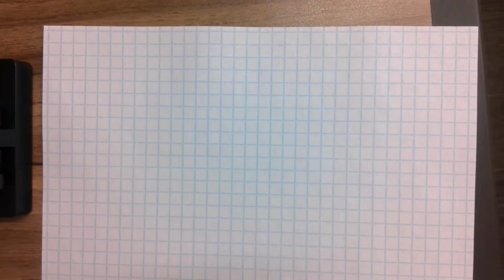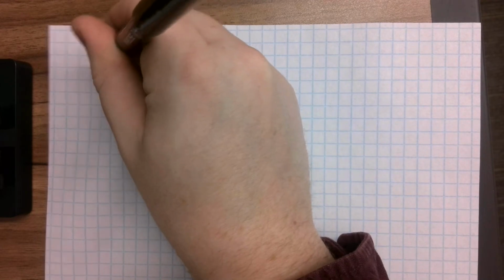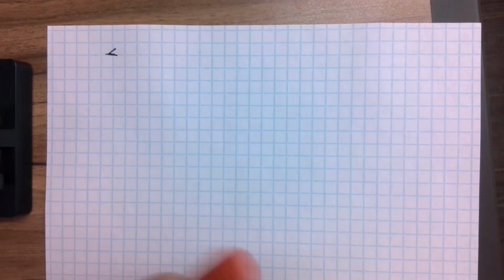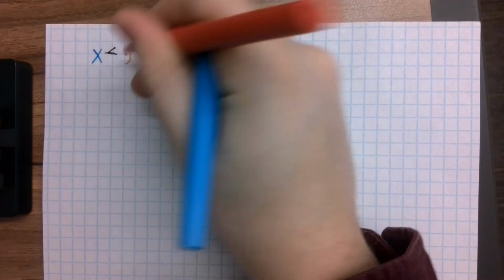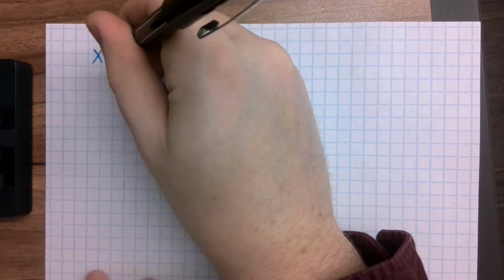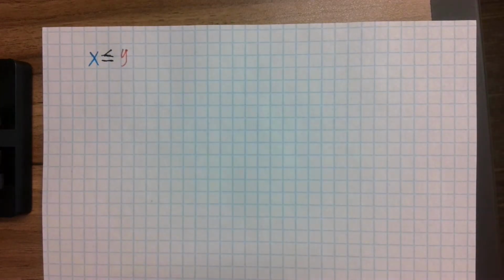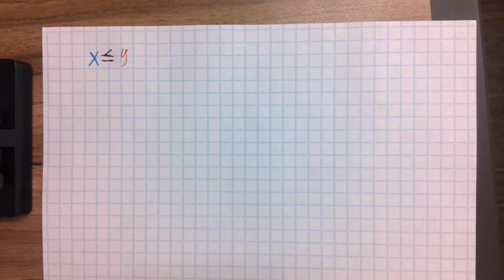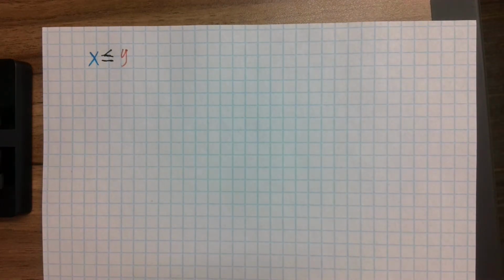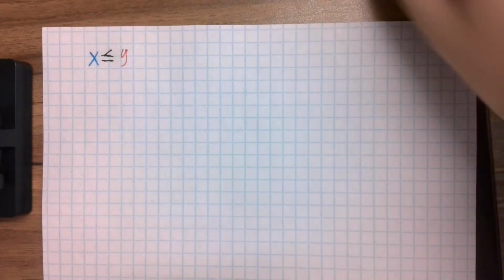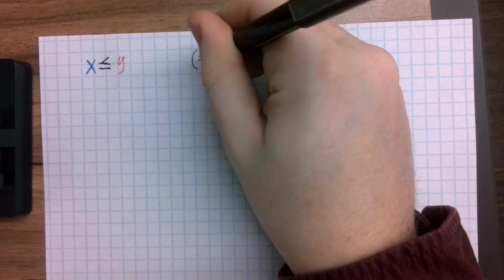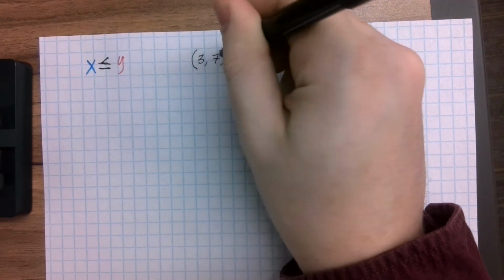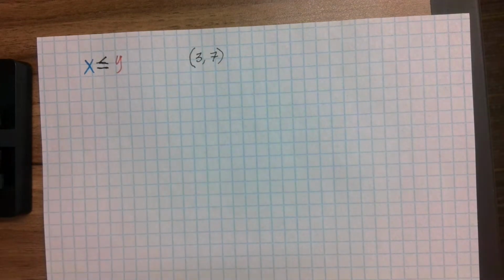And let's say, for instance, I gave you the linear inequality x is less than, well, let's do less than or equal to. x is less than or equal to y. Okay, that's a little bit of an interesting one here. Before we start worrying about graphing things, I want to ask you, is the point 3, 7, is that a solution to this inequality? There's only one way to find out.